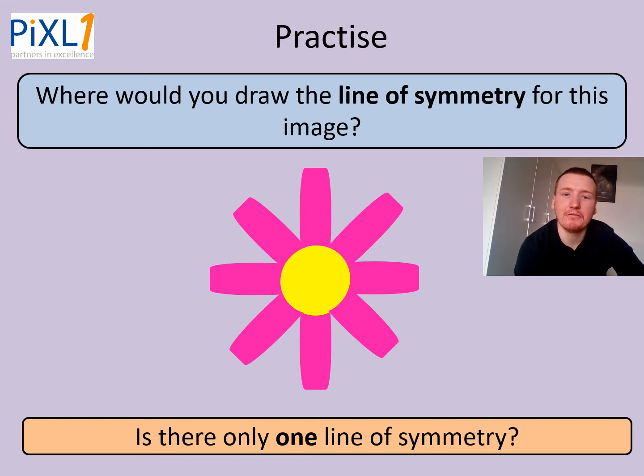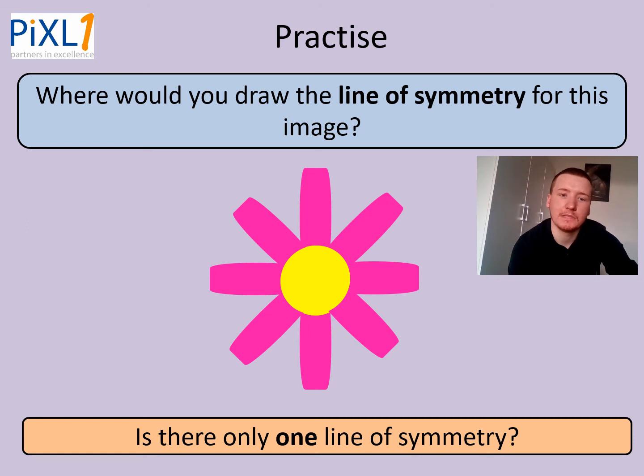Okay, let's have a run through our answer now. If I was to draw lines, which I'm going to do now, my first one, of course, is straight down the middle. If I fold this, then it would perfectly match up with the other side because it's a perfect mirror image of the flower. Our second line of symmetry would be diagonal because it's the same as straight down the middle.